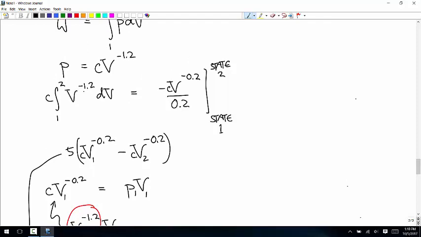So up here after I did the integration, I had a negative coefficient. And so instead of saying a negative bunch of stuff at state 2 minus a negative bunch of stuff at state 1, I said the double negative, positive stuff at state 1 minus stuff at state 2. So I got rid of the negative here by flipping the order of the subtraction.